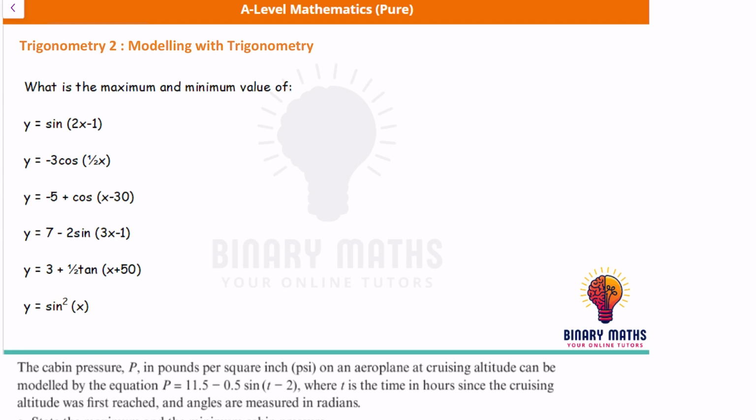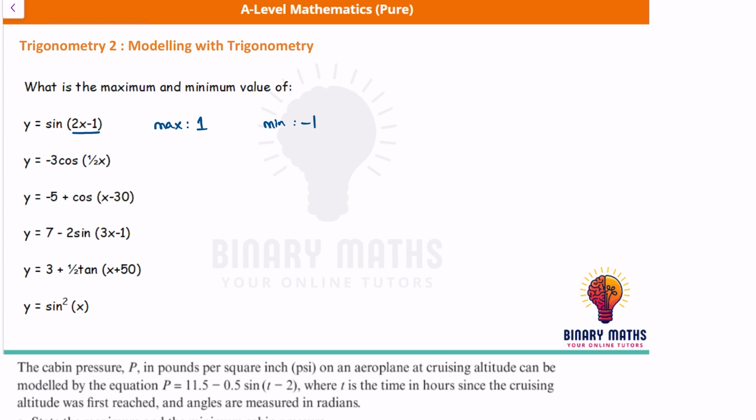So here, y is equal to sine 2x minus 1. It's just a translation and a stretch in the x direction. So the maximum and minimum of the sine graph have not changed. The maximum would be 1 and the minimum would be minus 1, because it's just a translation and a stretch in the x direction. So really the maximum and minimum has not changed.